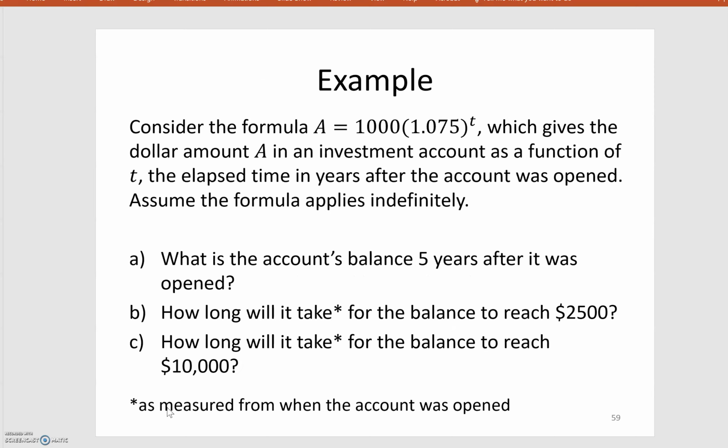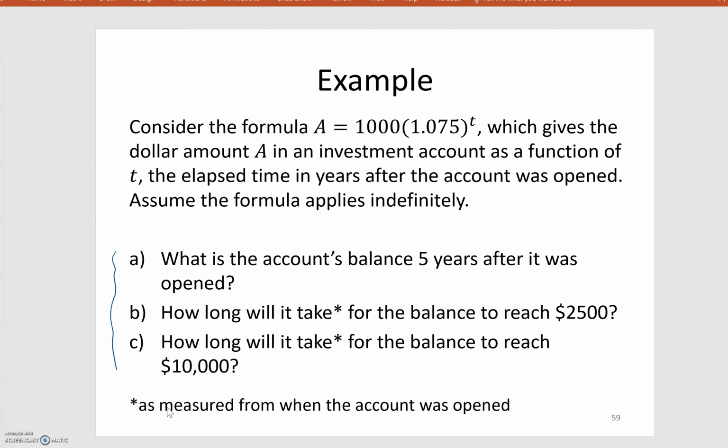Let's do some more stuff with this function. Here we've got a sequence of questions, and let's talk about answering these. This is also going to involve learning some new calculator techniques, which are very important. So let's dive into this. What is the account's balance 5 years after it was opened? So this is essentially asking you to evaluate the function when the input is 5. There are two good ways to do this, but to me the easiest way in the calculator is as follows.